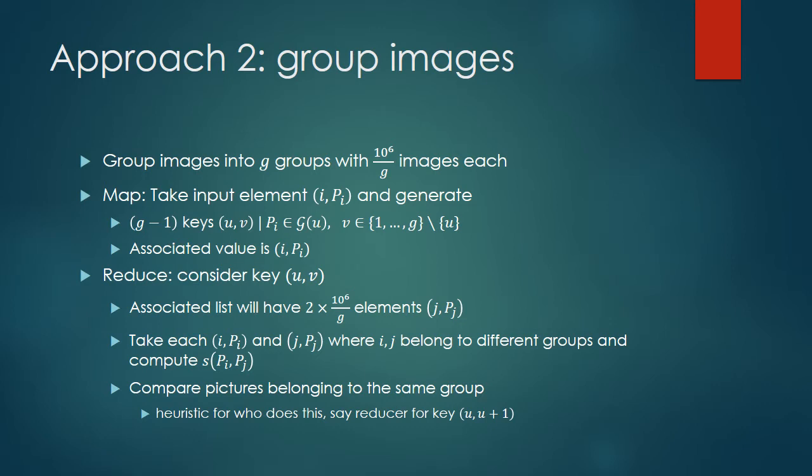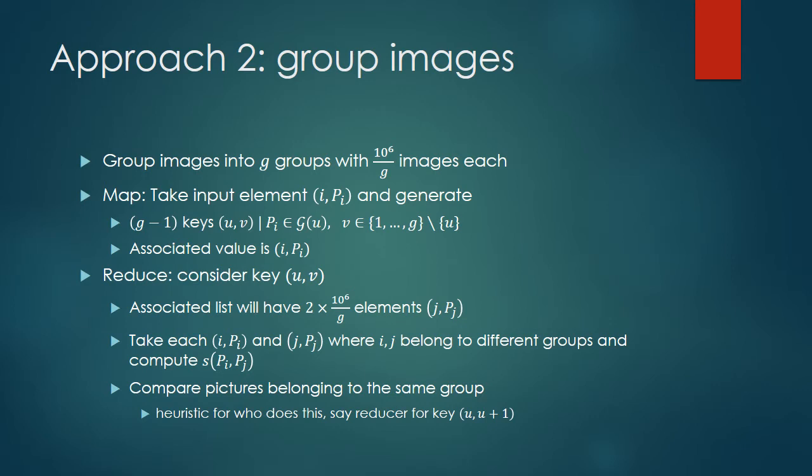In an MPI sense, let's ignore this also. Even though I've written it there, let's say it's just going over G groups instead of G minus 1. So the key is U comma V, and the associated value is going to be IPI. You still need I because you need to know which of these indices this picture came from.